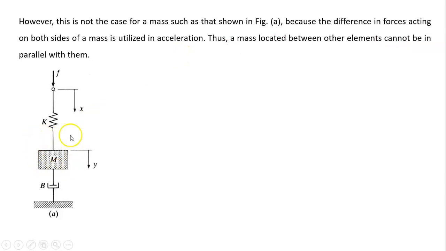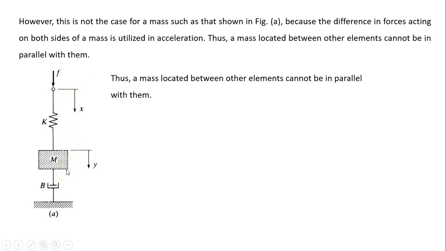Why is this mass not parallel with them? Because here on the mass two forces are acting, the spring force Kx and damping force Bdy. Because these two forces are acting on the mass, it is utilized in acceleration of the mass, and that's why, when a mass is located in between the two elements, you cannot say that the mass is in parallel with these elements. Therefore, a mass located between other elements cannot be in parallel with them.